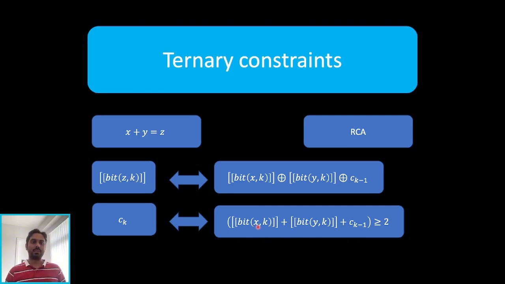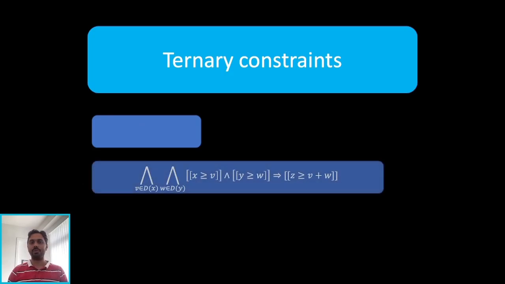Okay, so this is when we are using this bit encoding or binary encoding. What if we are using the order encoding? There also we can do similar things. For example, if we are looking at a ternary constraint x plus y is less than equal to z, my Boolean variables are of this form: x is greater or equal to v, or y is greater or equal to w. These are the form, right?